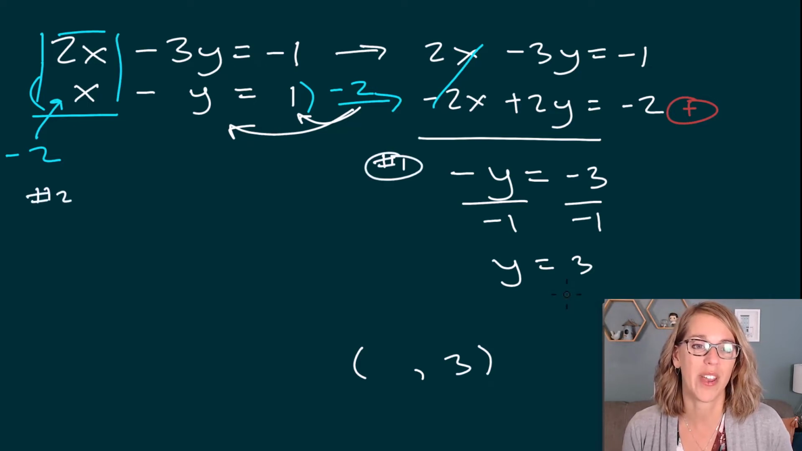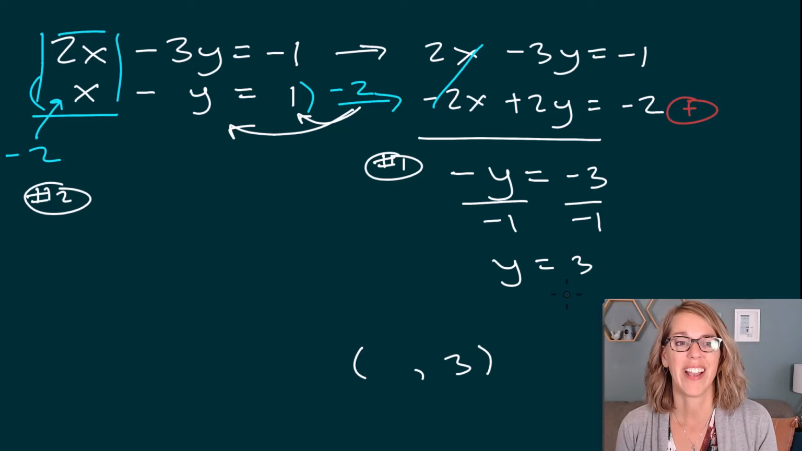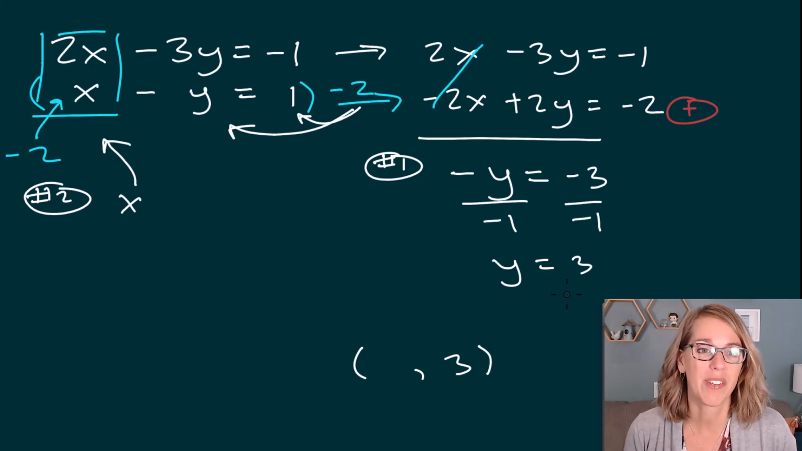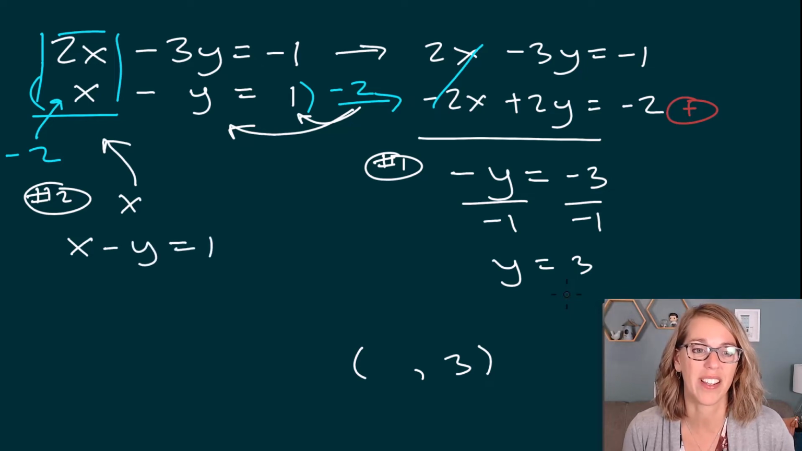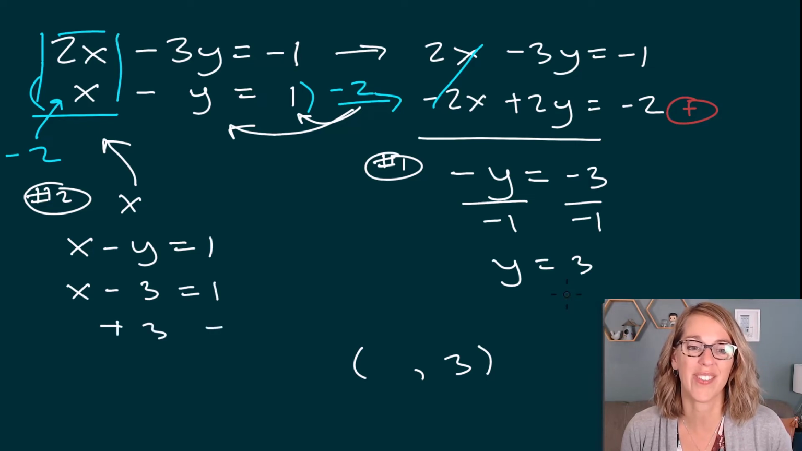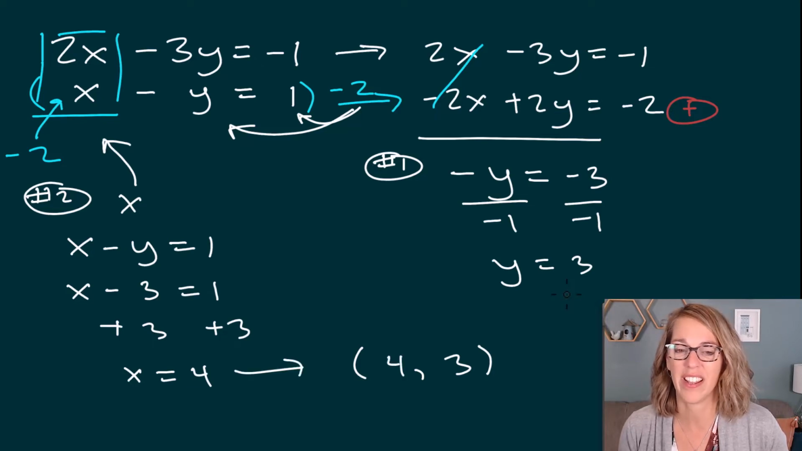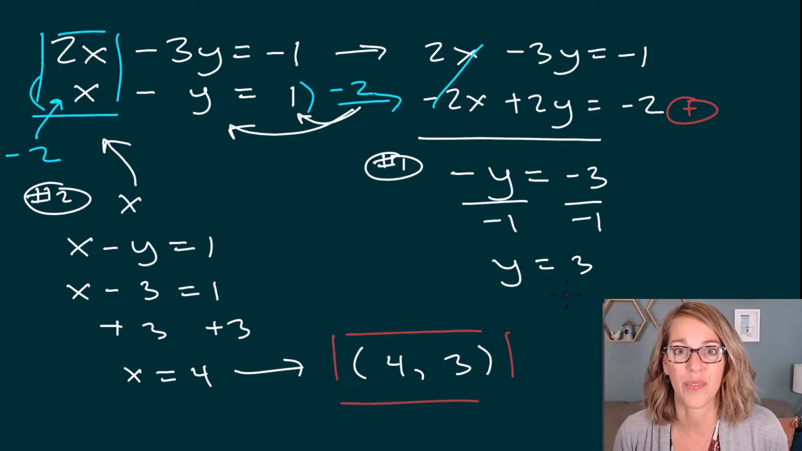Step number 2, let's go ahead and find the other variable. I need to figure out what x is. Notice that x is already by itself in the second equation. There's no number multiplied. So I'm going to use that second equation. X minus y equals 1. So y was 3, x minus 3 equals 1. Add a 3 to both sides, and x is equal to 4. I can pop that into my solution, and I end up with my solution of 4, 3.